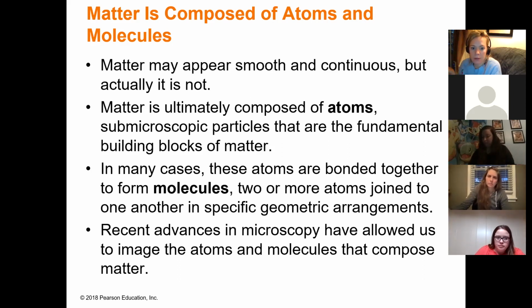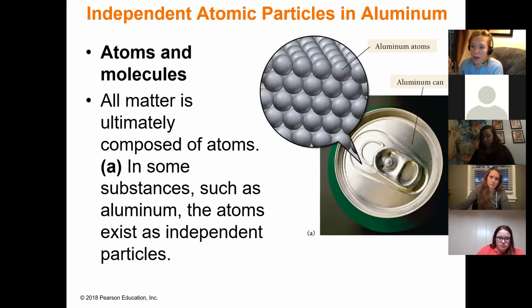Recent advances in microscopy have allowed us to image atoms. Yeah, so there are some ways that we can now image an atom. We're not actually seeing it, we're just seeing a computer's representation of what's there. Looking at an aluminum can, it is made up of just aluminum atoms stacked together in solid form. These aluminum atoms exist as independent particles. They're not chemically bonded to each other. They're just in a solid form where they're aligned in a unified arrangement.